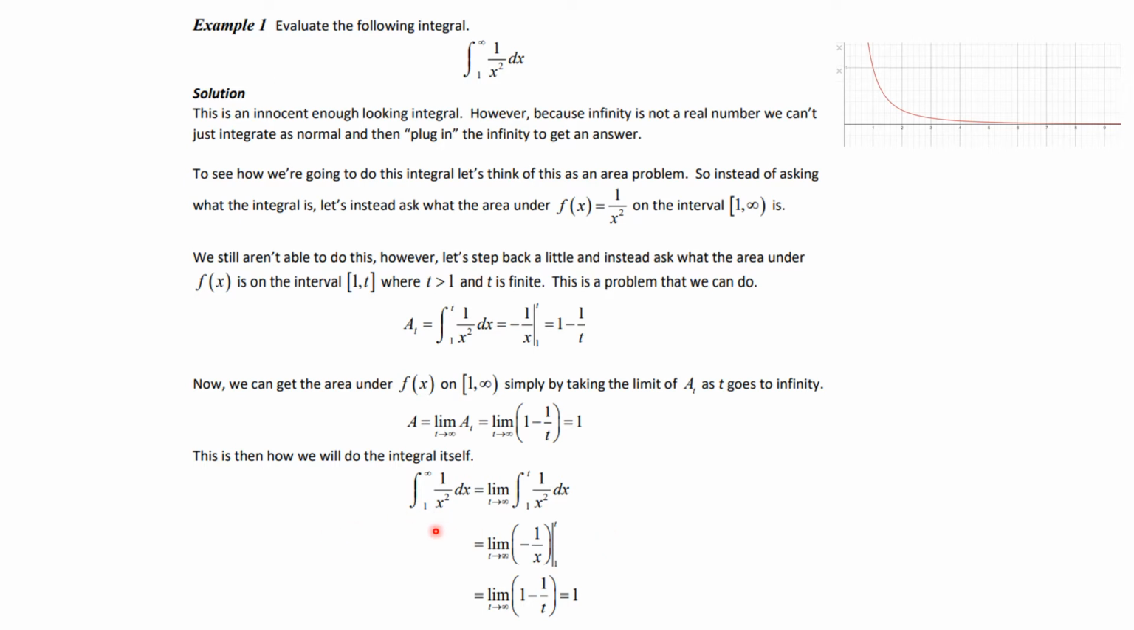And that's how we do an improper integral here. We go from 1 to infinity of 1 over x squared, and that's the limit. We replace the infinity by a variable, and we do the integration, but then we still take the limit, and the limit is our answer.